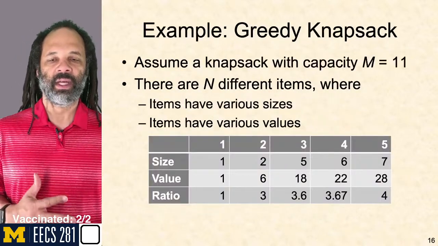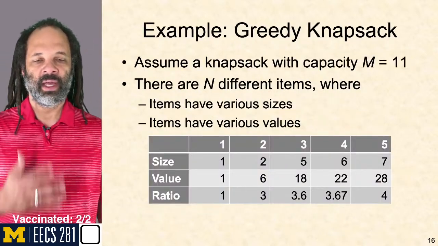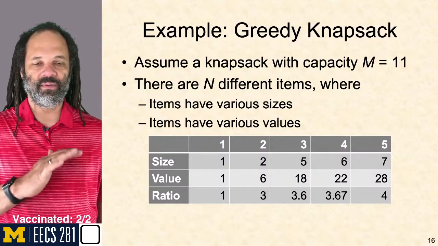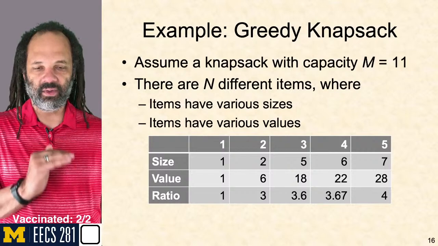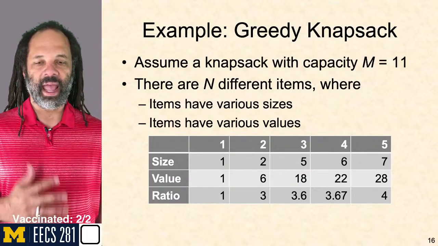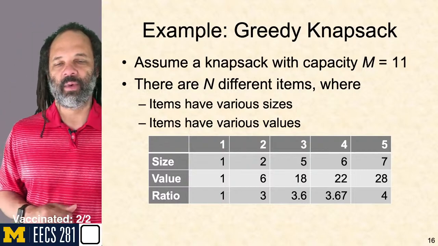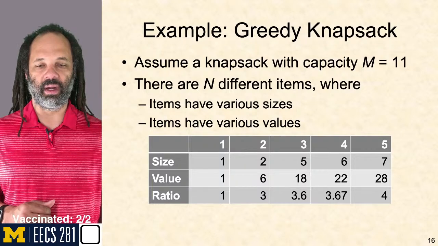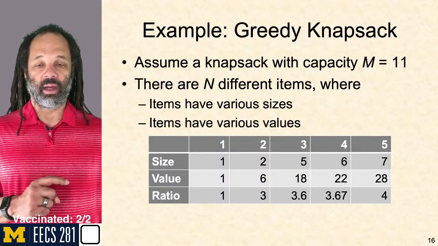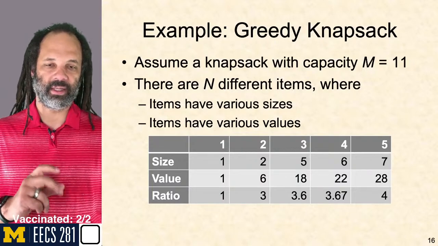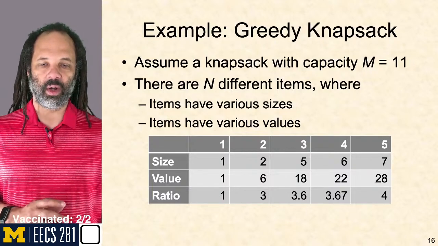So here's a chance to look at those. Here's our data set here with these 5 items. Sizes 1, 2, 5, 6, and 7. Values 1, 6, 18, 22, and 28. And then below that, we actually have the ratio. This is a size to value ratio there, or value to size. So we've got ratios 1, 3, 3.6, 3.67, and 4.